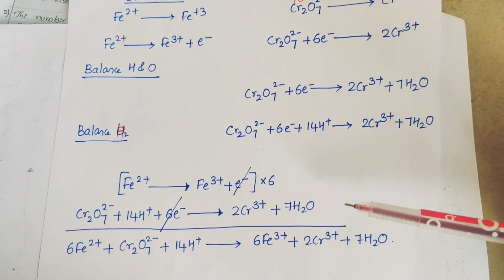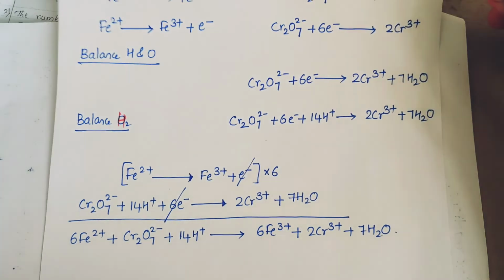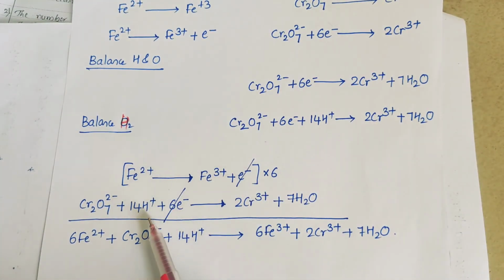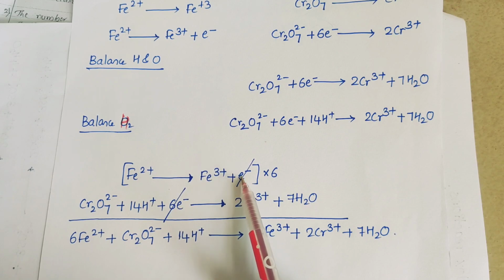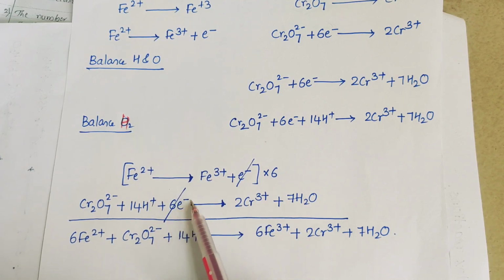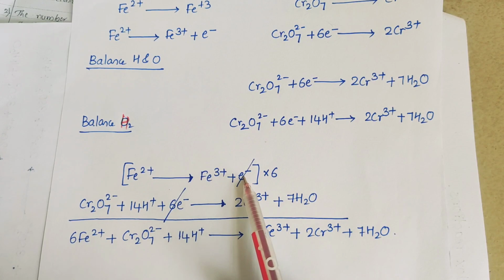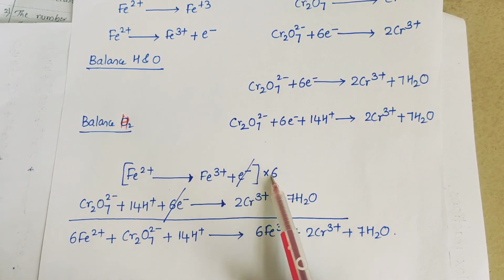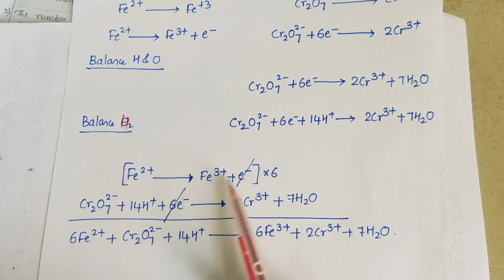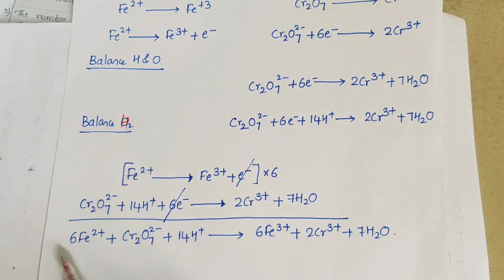Next thing is you are supposed to add these two reactions. Take the oxidation reaction, take the reduction reaction. How many electrons here? There is only 1 electron. How many electrons are here? 6 electrons. So make these electrons the same. For that you multiply this equation by 6, so that here also there are 6 electrons and here also 6 electrons. Both these electrons will get cancelled. Okay. So what is left out? 6 Fe2+ plus Cr2O7 2 minus plus 14 H+ giving rise to 6 Fe3+, 2 Cr3+ and 7 H2O.